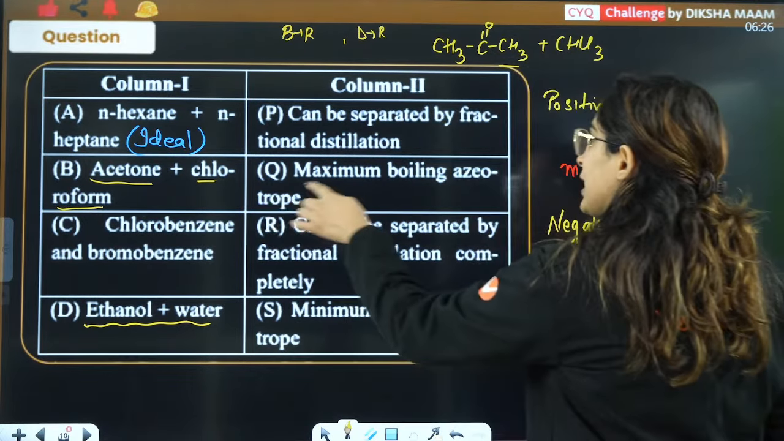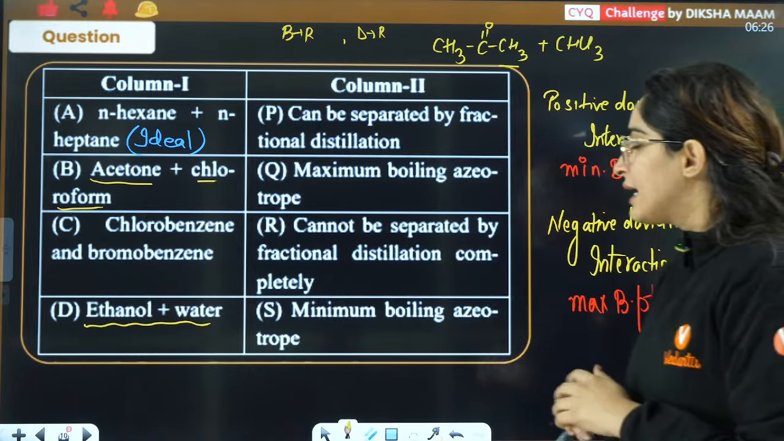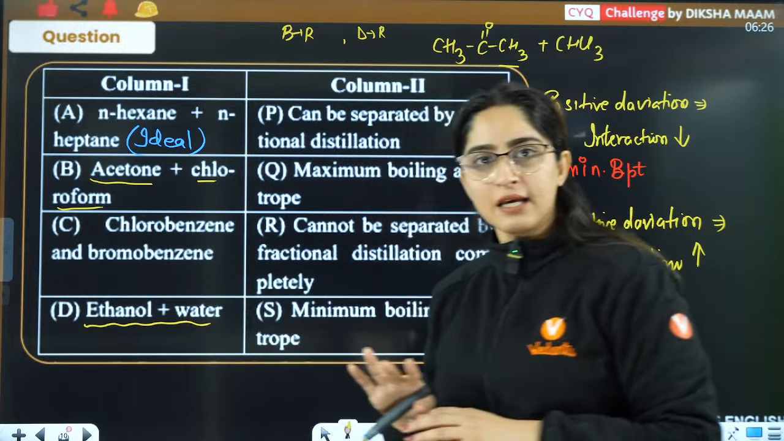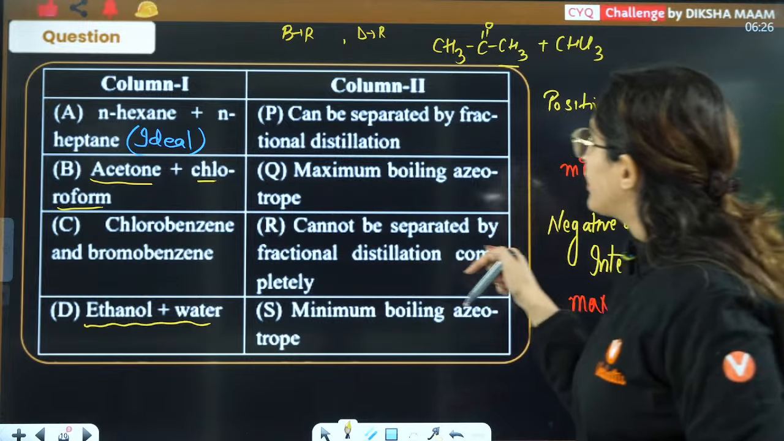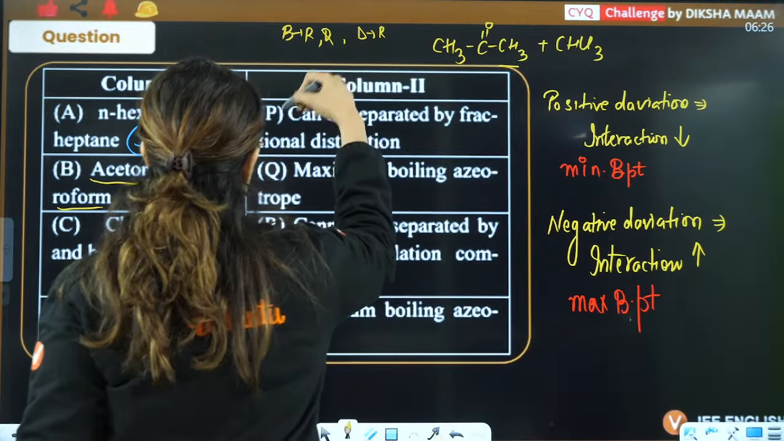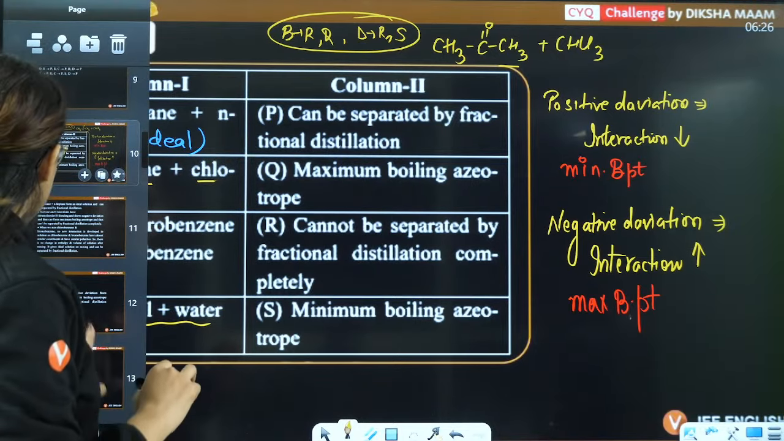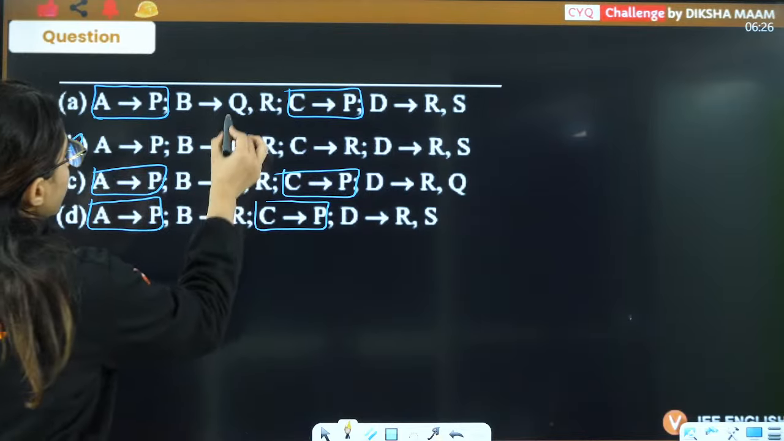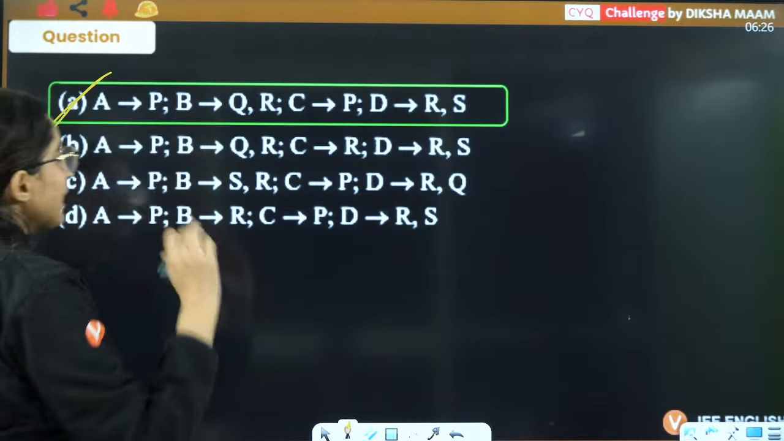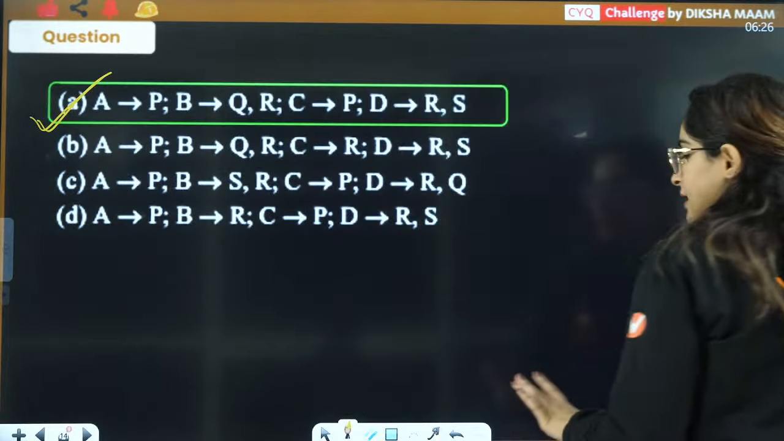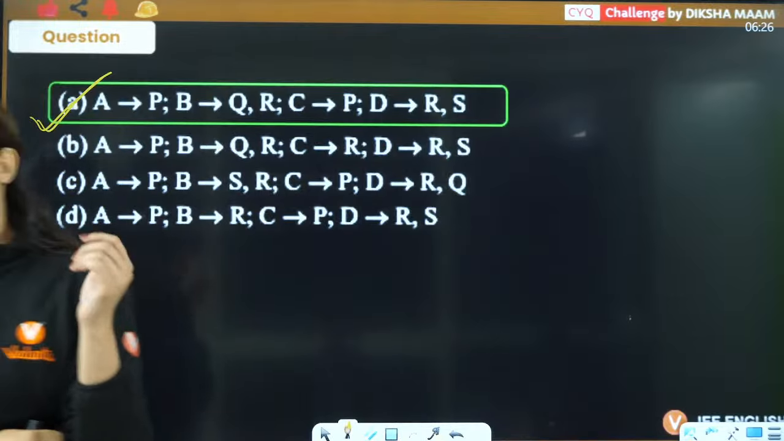But in case of B, you will have maximum boiling azeotrope because here interactions are increasing. In this case, interactions are decreasing, right? And when interaction is decreasing, it is minimum boiling azeotrope. So here it will be Q and here it will be S. So here it is RQ, and this is RS. You can see RQ is here and RS is here. So the answer will be A. Is that clear, everybody? A is the correct answer here. Okay, that's how you tell this.